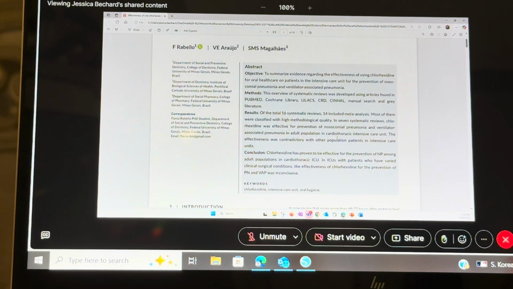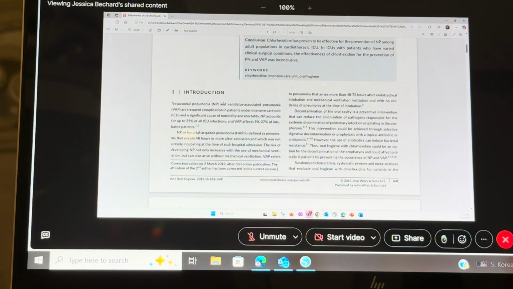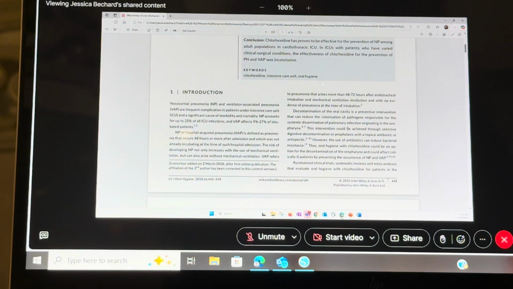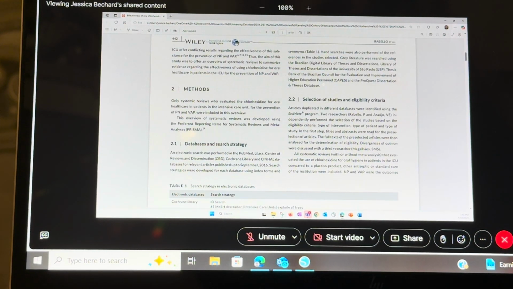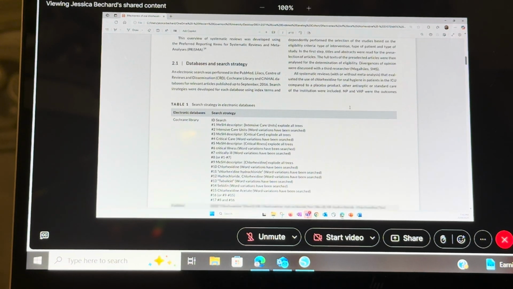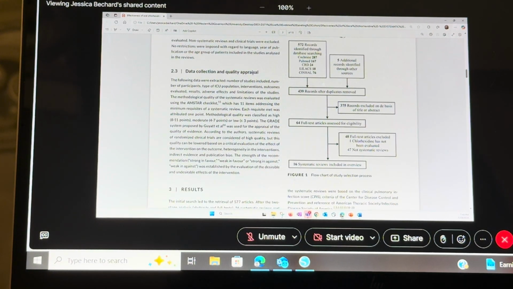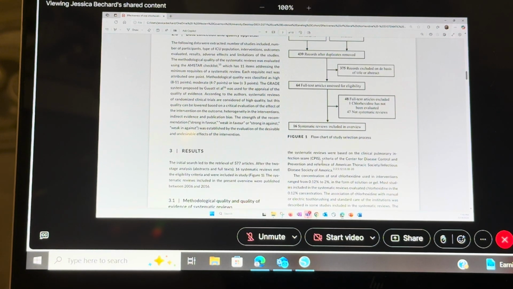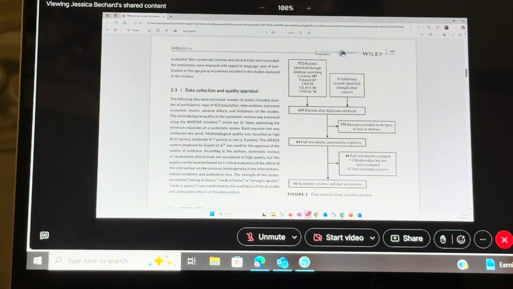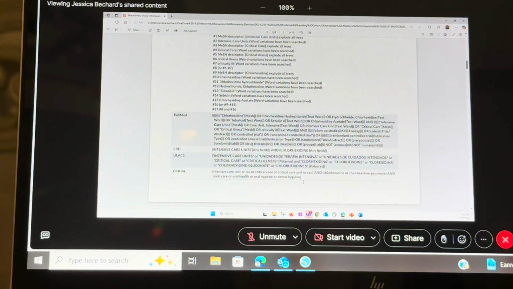So the abstract kind of tells us, it gives us a method, it gives us a result. But let's look for our key headings in this, okay? So we're looking for a methodology or a method section. And we do have a method section. They tell us the databases, they tell us the search strategy. So we have a methodology. So let's go on down. They even give us a data collection and quality appraisal. They give us a results section. Okay. So would we consider this research?